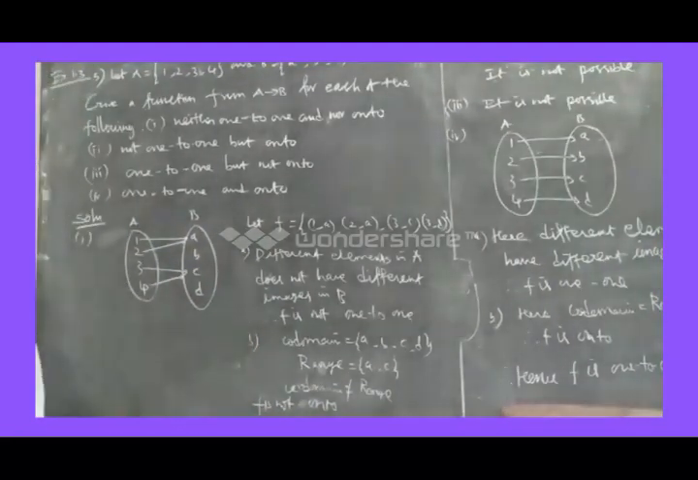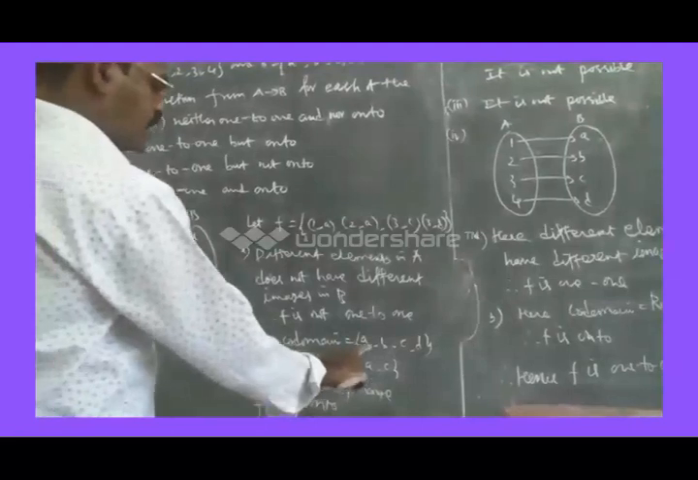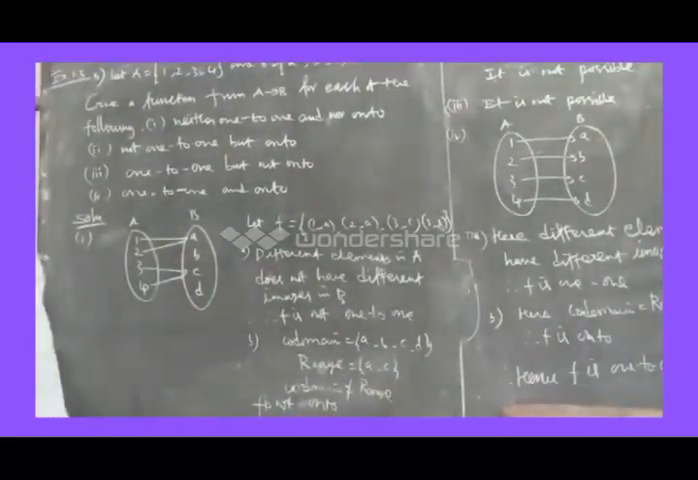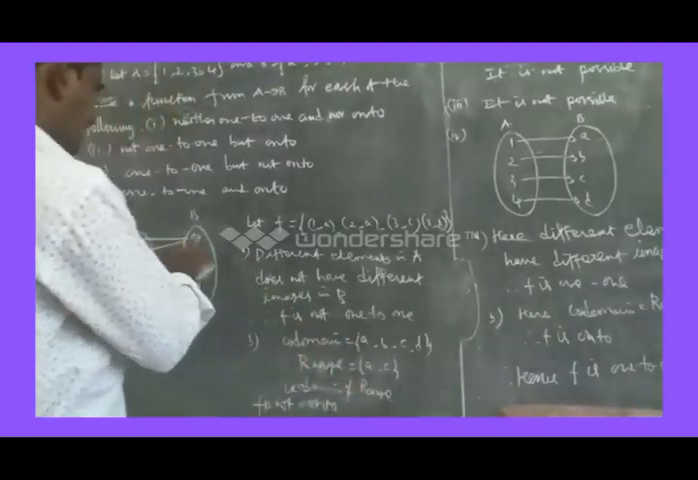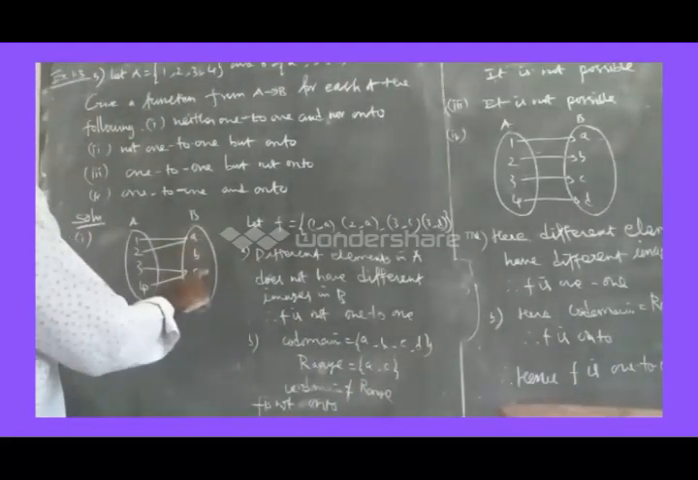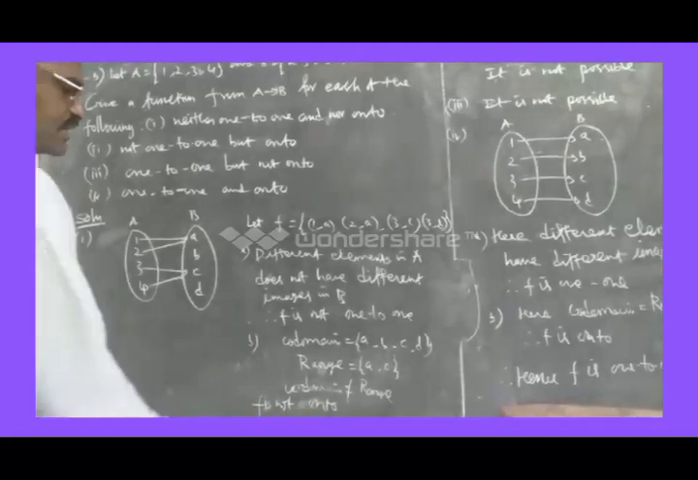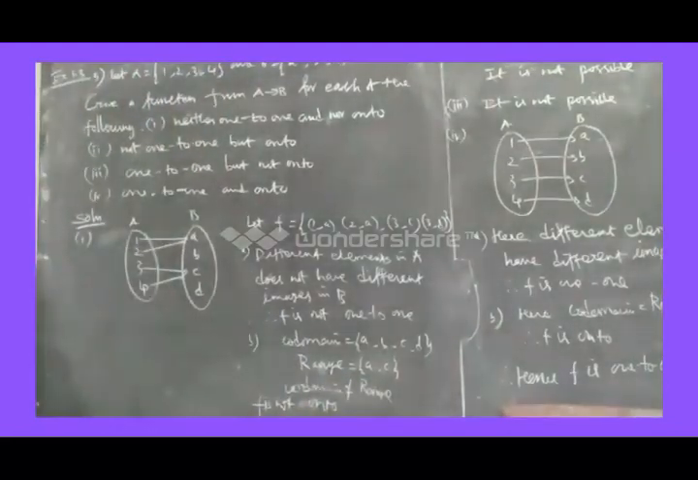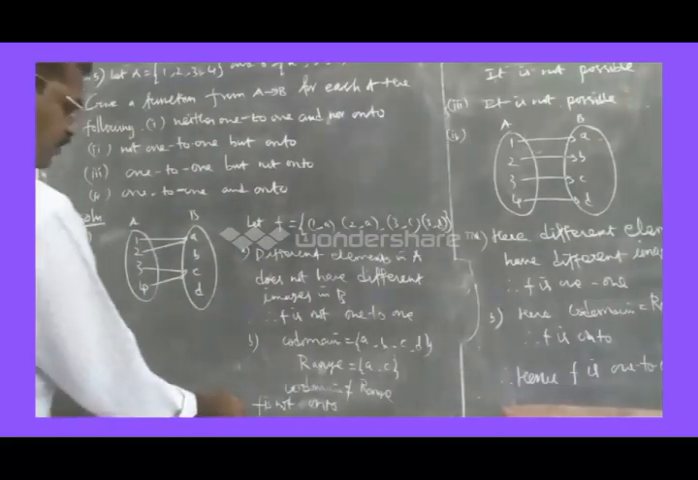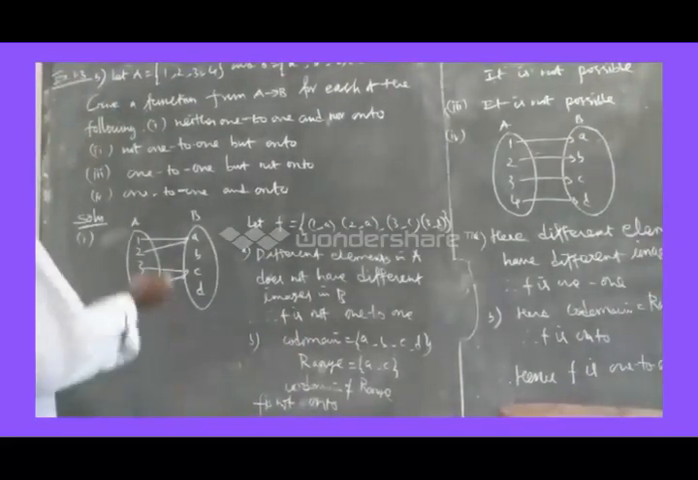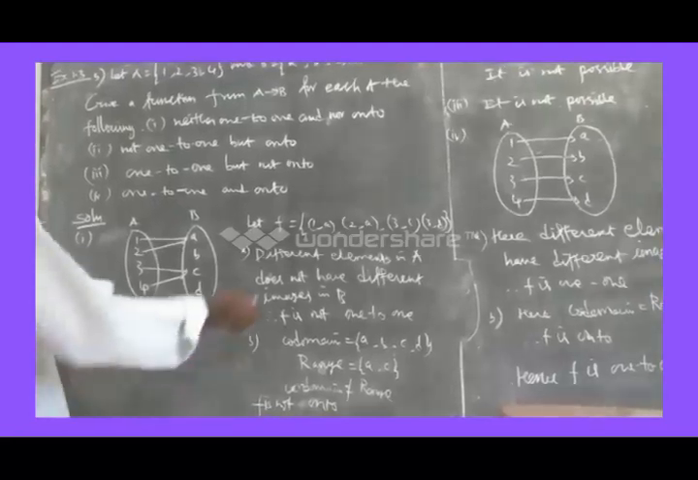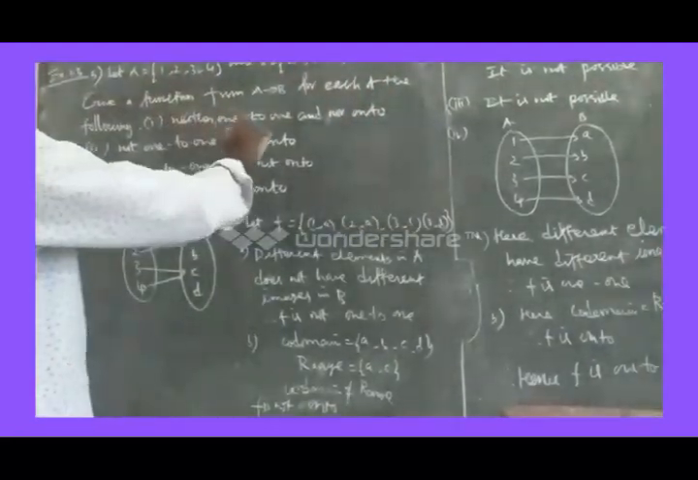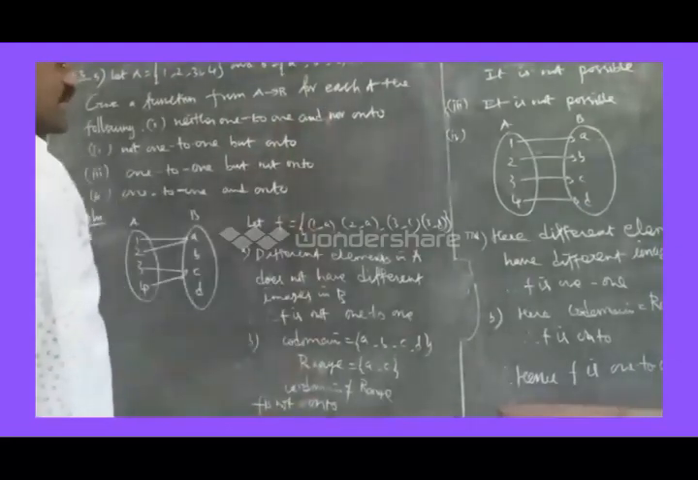So case 2, the domain is A, B, C, D. The range equals a and c. The codomain is not equal to range. Therefore, f is not onto function. Hence f is neither one-to-one nor onto function.